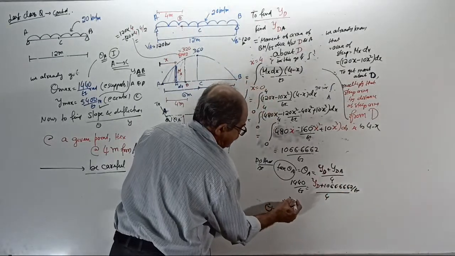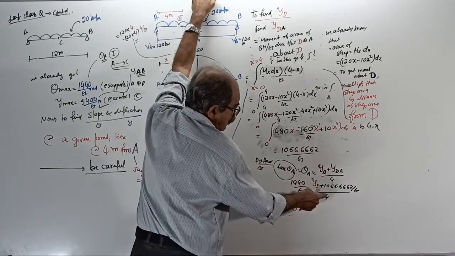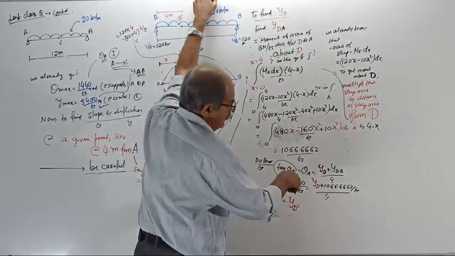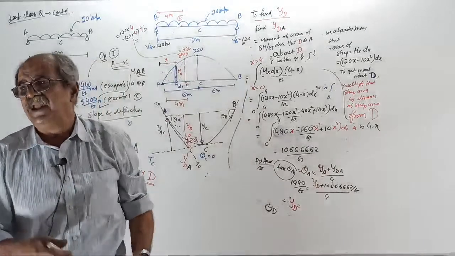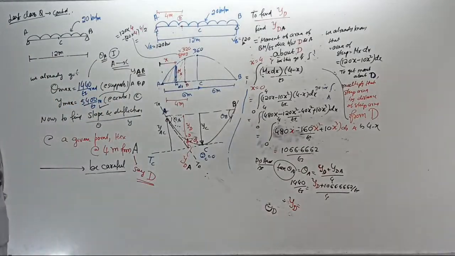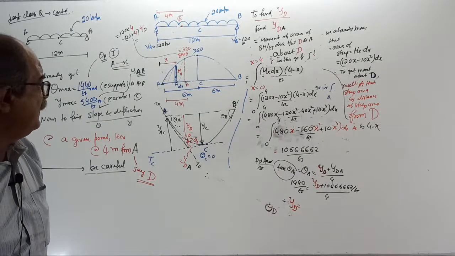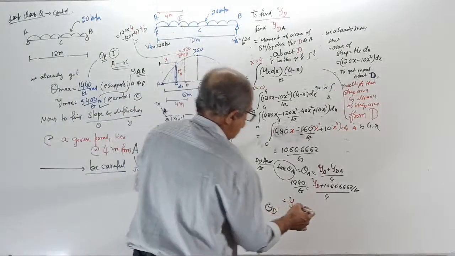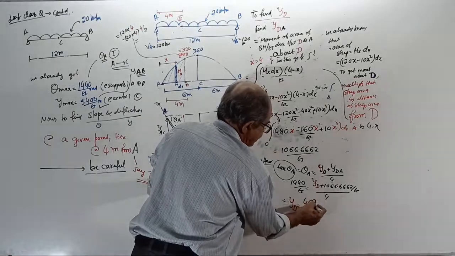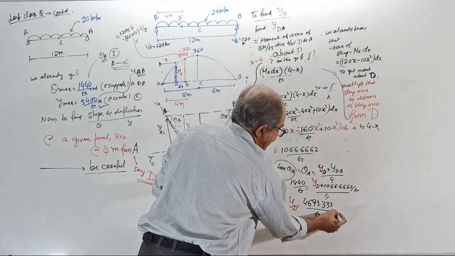Therefore, get the deflection at D. Calculate 1440 into 4 minus 1066.667, which will give YD. Answer: 4693.333 by EI meter down.